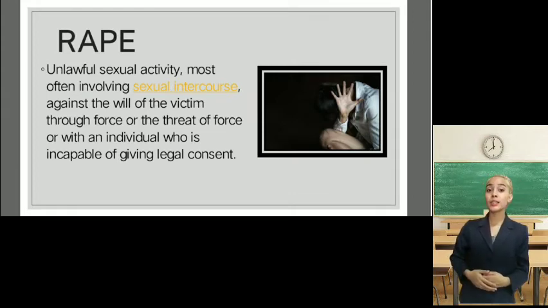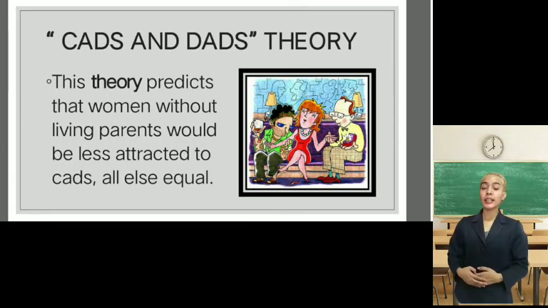Rape is an unlawful sexual activity, most often involving sexual intercourse against the will of the victim, through force or threat of force, or with an individual who is incapable of giving legal consent. The evolutionary process allows males who are pushy and aggressive in the pursuit of sex to pass on their genes successfully. The cads and dads theory predicts that women without living parents will be less attracted to cads, all else equal. These are alternative strategies for reproductive success. The cads are men who pursue mating and want to reproduce with as many females as possible, and the dads invest time and energy to help nurture and raise offspring.